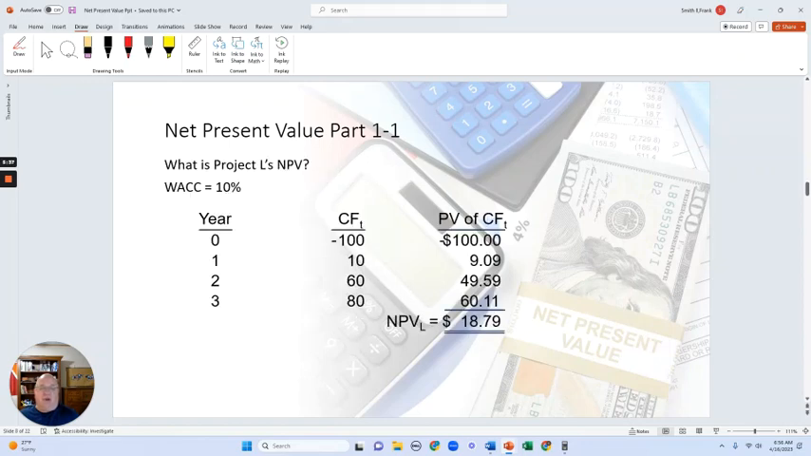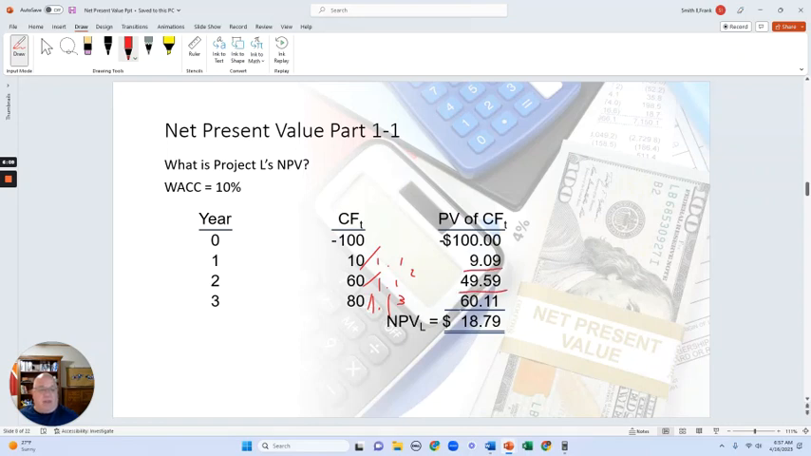So if you put this in the calculator here, they gave us that our WACC was 10%. Many times we have to calculate that, but that's fine. That means we're going to bring this one back by 1.1. This one you'll divide and bring back by 1.1 squared, and this one by 1.1 cubed. When you do, each of those flows will be worth this dollar amount.